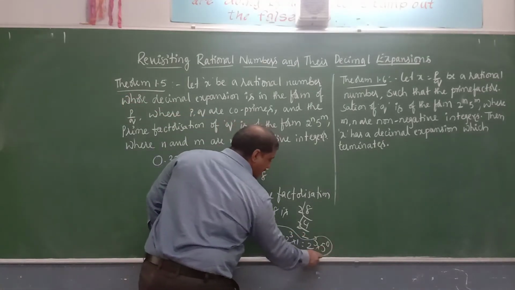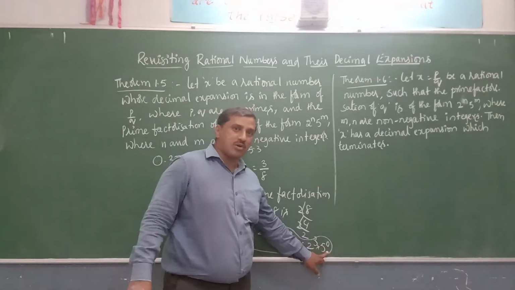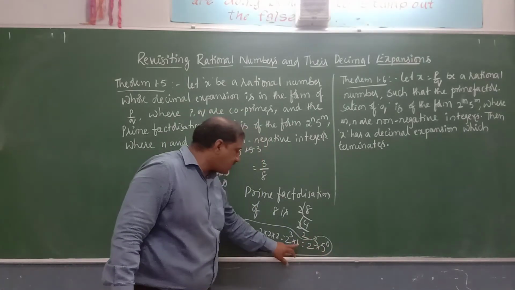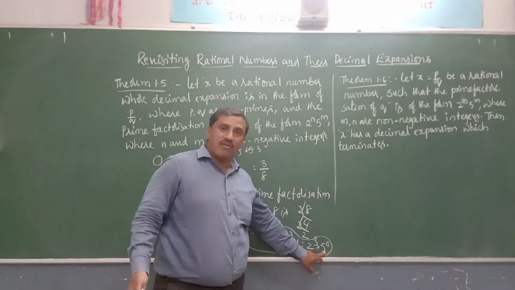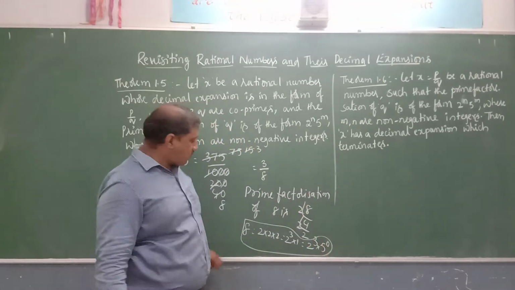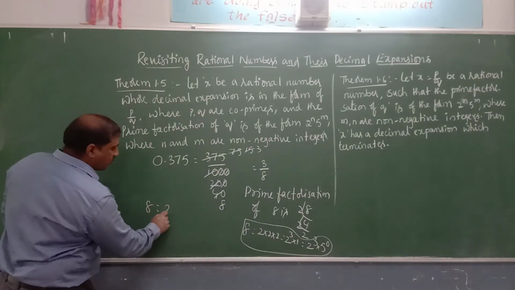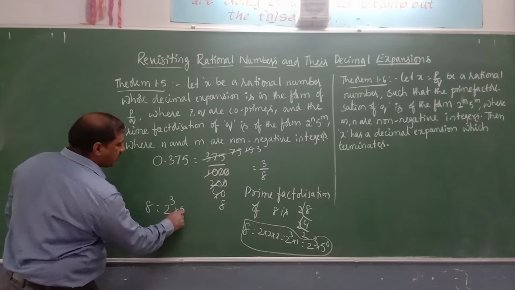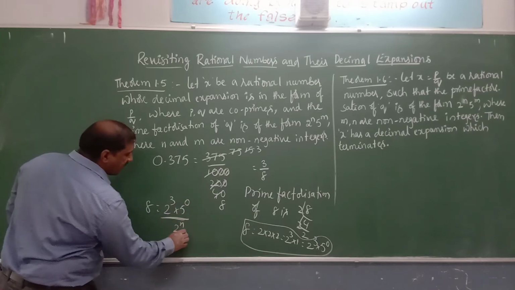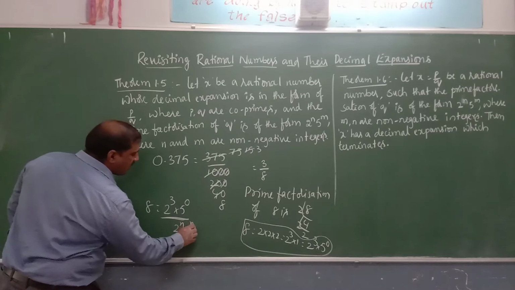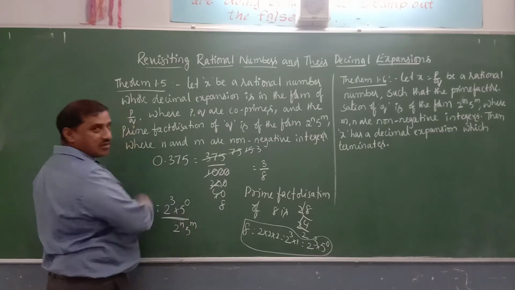So here 8 can be written as 2 cube into 5 to the power of 0. How did we get 5 to the power of 0? It is 1, because any number to the power 0 is always 1 except for 0. Therefore 8 is equal to 2 to the power of 3 into 5 to the power of 0. Now it is in the form of 2 to the power of n into 5 to the power of m, where n is equal to 3 and m is equal to 0.